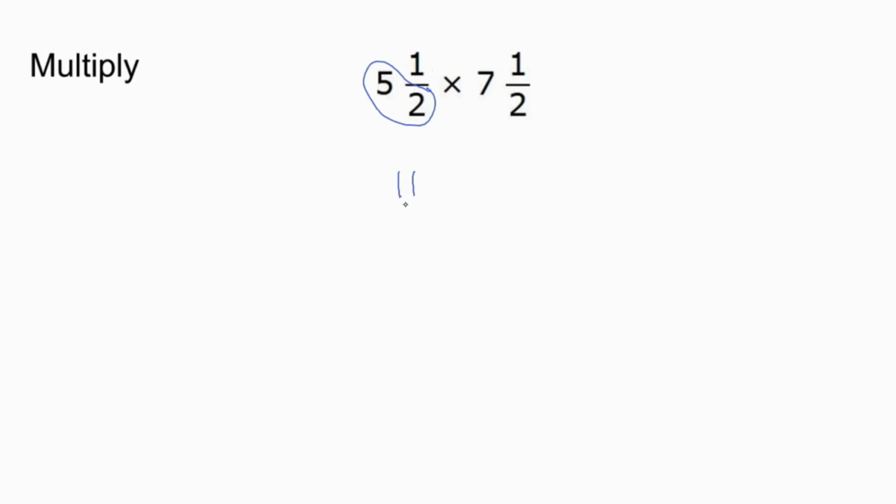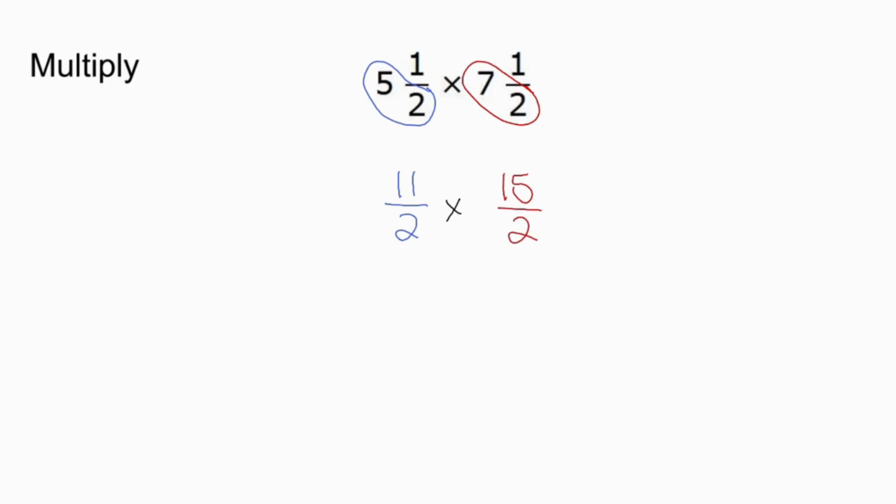That becomes your new numerator. Your old denominator of 2 stays that way. Now do the same thing for 7½. Take the 7, the whole number that lives out in front, and multiply it to the denominator of 2. 7 times 2 is 14. Take that 14 and add it to the numerator, which is 1. 14 plus 1 is 15. The old denominator of 2 stays that way.